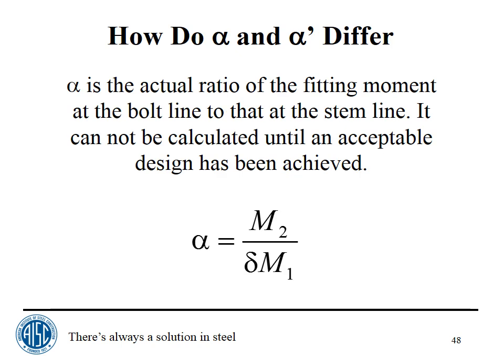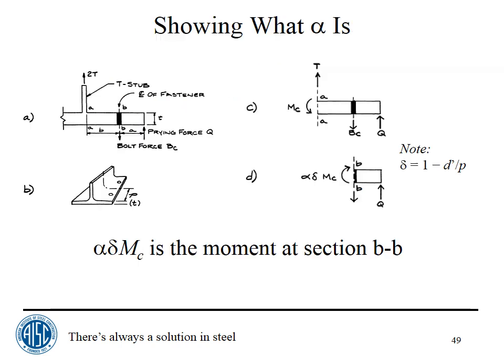And how do alpha and alpha prime differ? Well, alpha is the actual ratio of the fitting moment at the bolt line, which is M2, to that at the stem line, which is M1, which is shown here in this formula. You can't calculate this number until everything settles down, until you have a design. If you come up with a number that's 2 or 3 here, it really doesn't mean anything. You have to use the alpha prime to get where we are in design space.